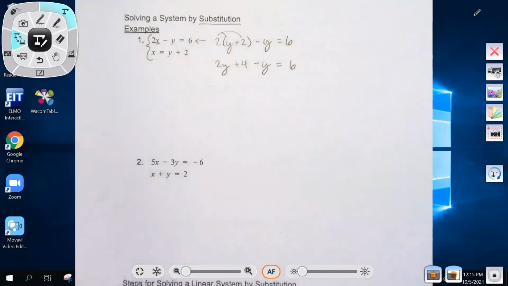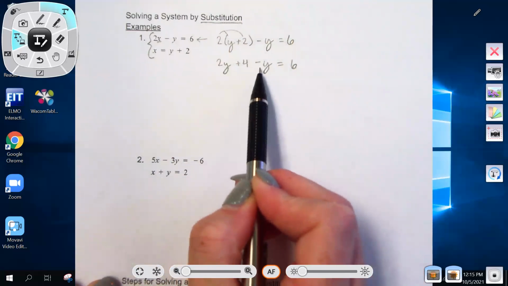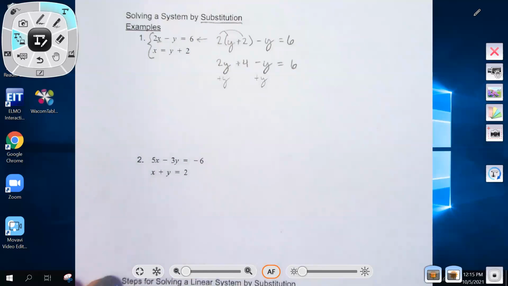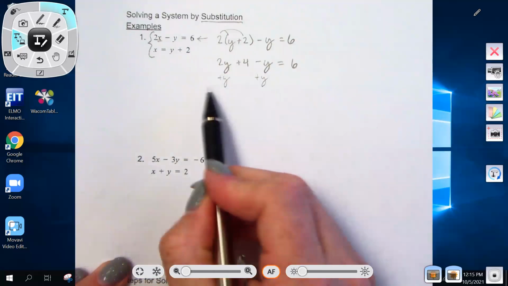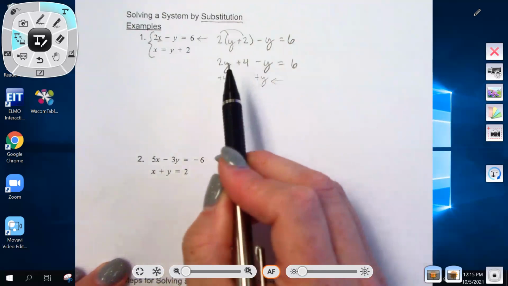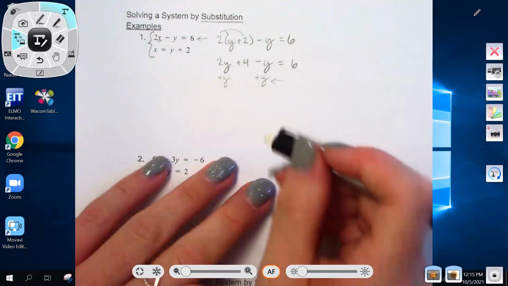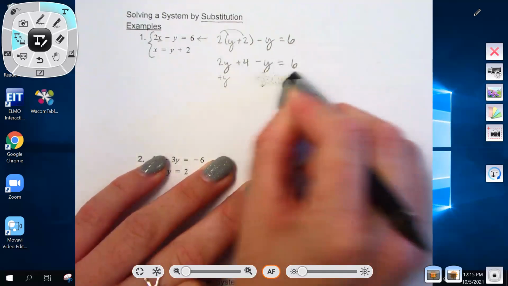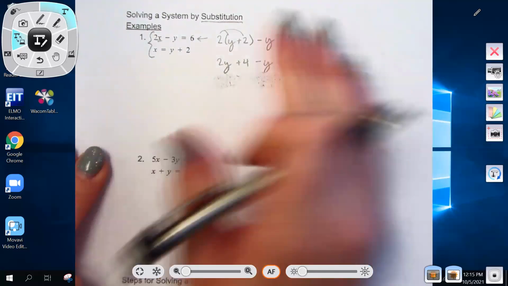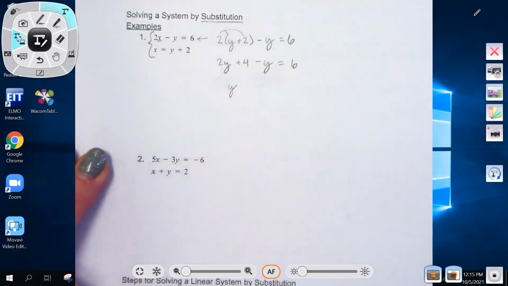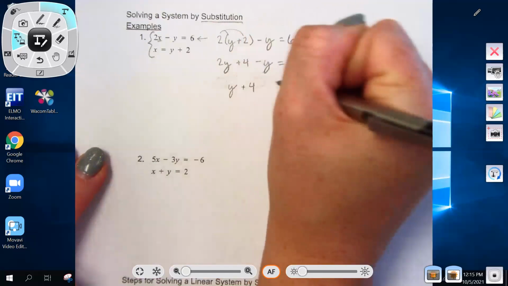I'm going to take a second to explain this one mistake that I see a lot in students' work. Instead of combining 2y minus y, a lot of people will do this and add y to both terms. That is incorrect. You only do something like this if you are moving something from one side of the equal sign to the other. If you're combining terms on the same side of the equal sign, you just combine them based on what signs they already have. So 2y minus y is 1y, or just y, plus 4 equals 6.